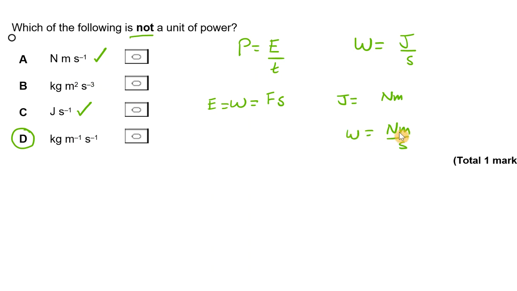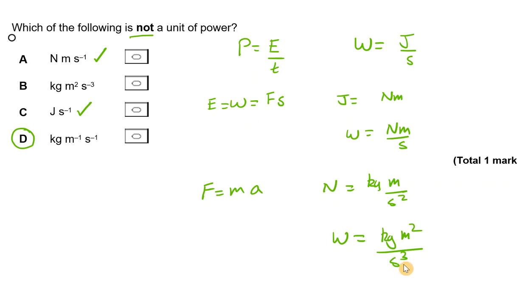What else can we say? We can say that a Newton is force, and force is mass times acceleration, so that means a Newton is a kilogram, obviously from the mass, multiplied by the acceleration, which is meters per second squared. So I can substitute this for Newtons in the equation above, and I get a watt is a kilogram meter squared divided by seconds to the 3. So that is correct, and D is not correct.